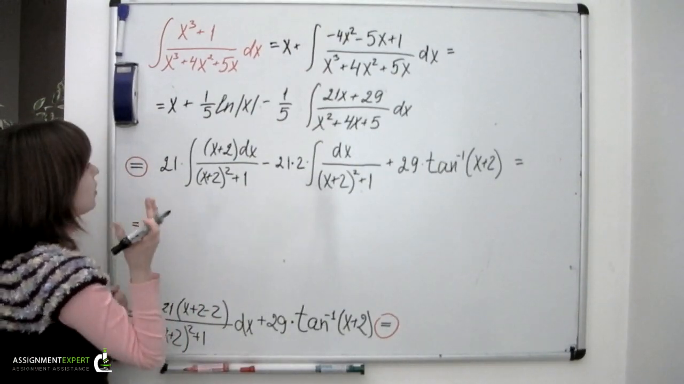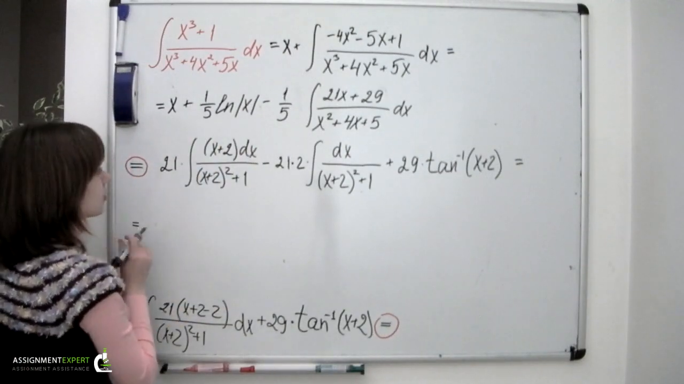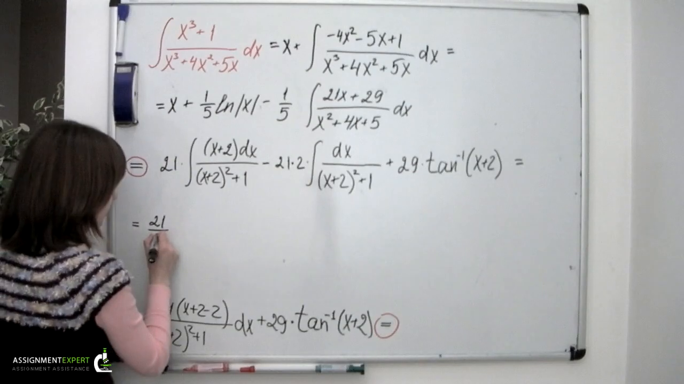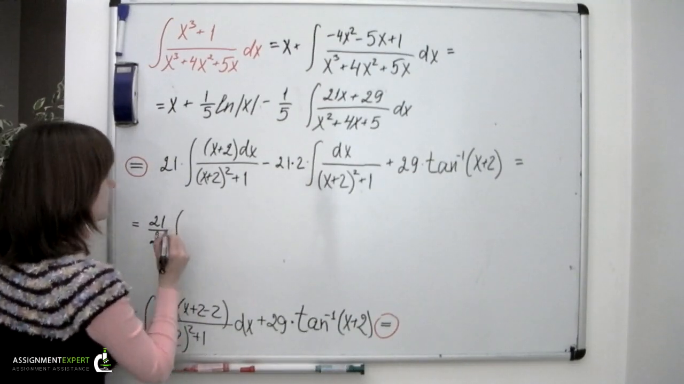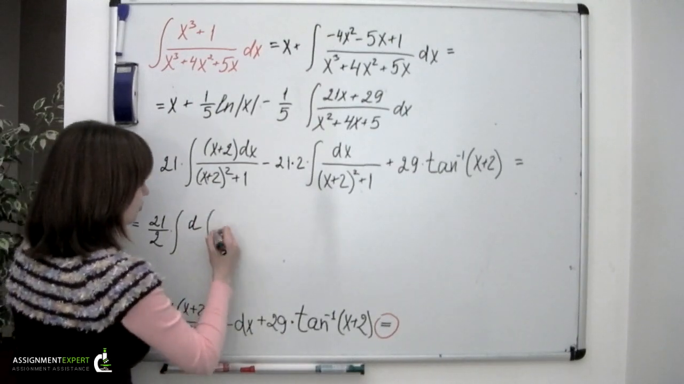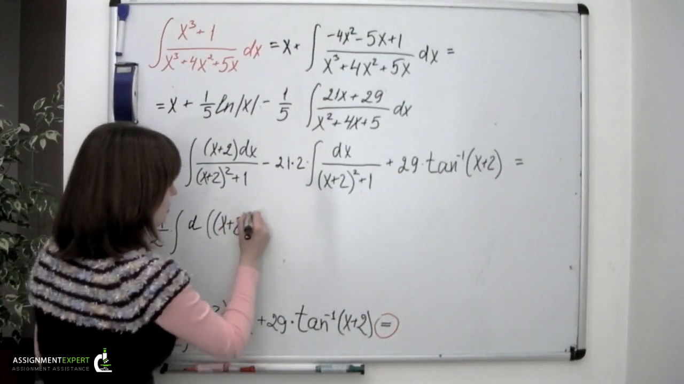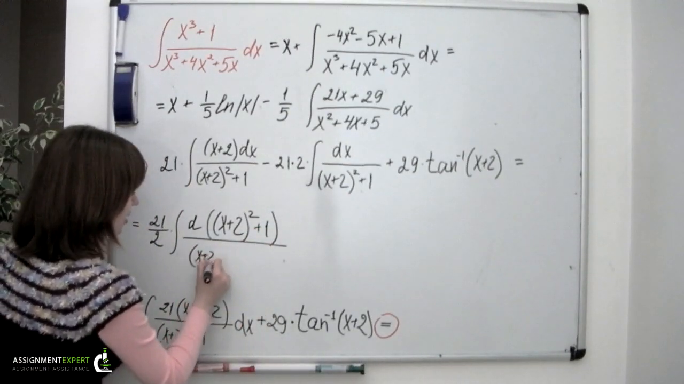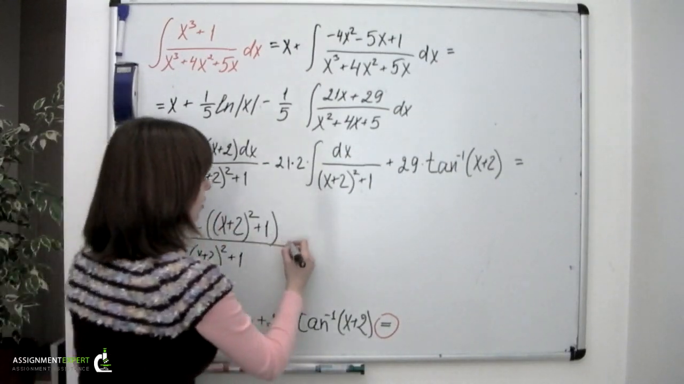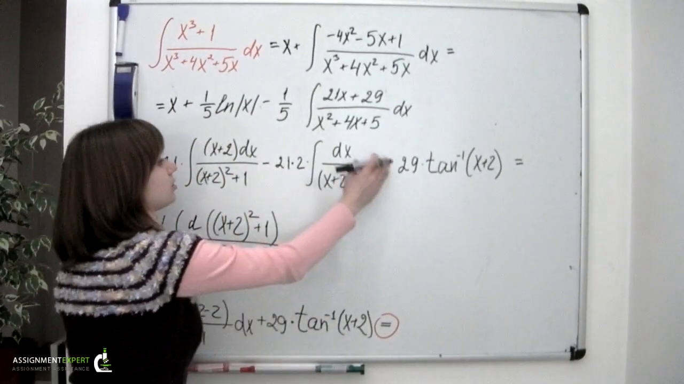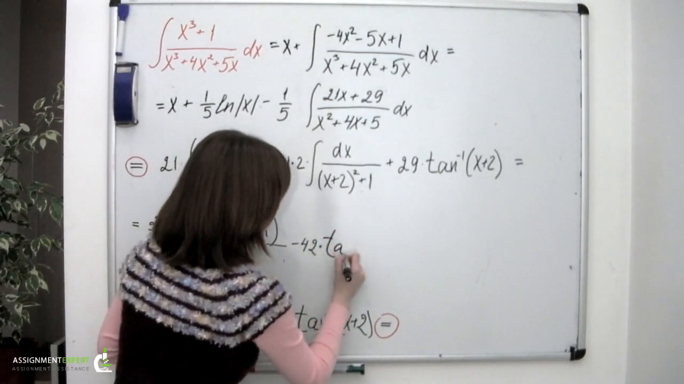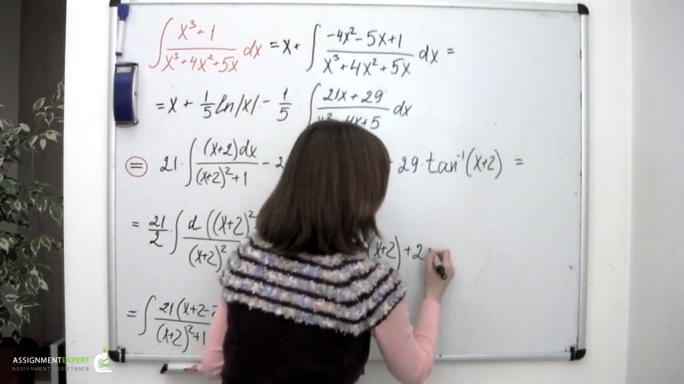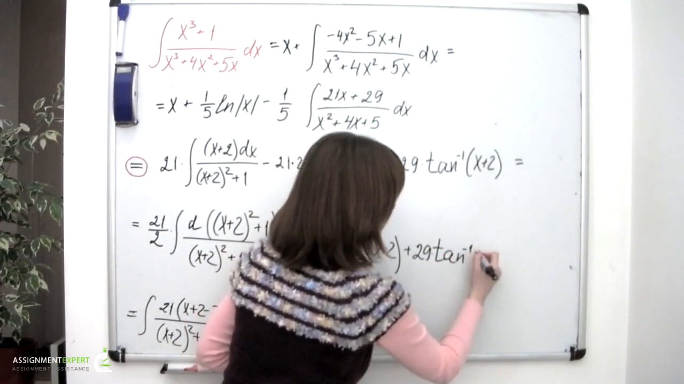Now, we can put this expression under the differential, but we need to divide the whole thing by 2. So we have 21 over 2 times the integral of the differential of (x plus 2) squared. As a matter of fact, nothing would change if I add 1 here, over (x plus 2) squared plus 1, minus 42, and this integral gives us another inverse tangent of x plus 2, and we already had 29 times the inverse tangent of x plus 2.